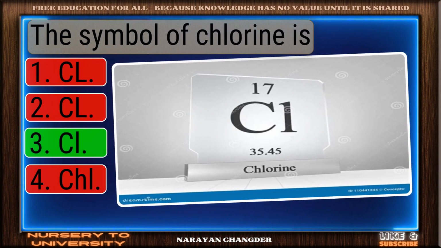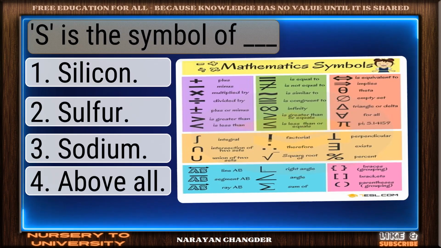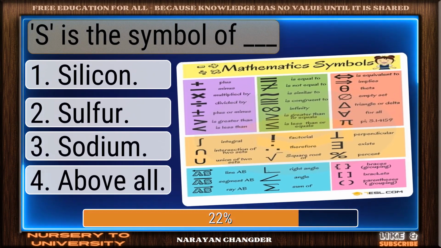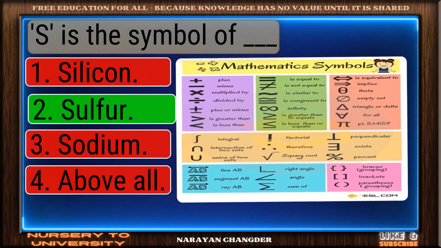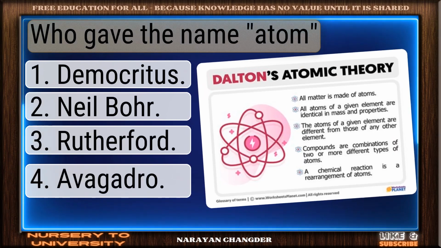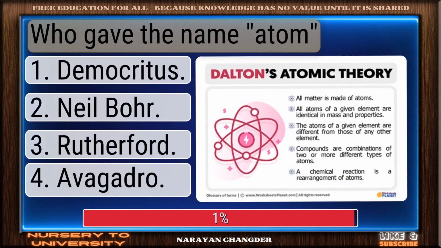Nicely done. Cl is a solid answer. Question number 270. S is the symbol of dash. Well reasoned. Sulfur is the correct choice. Question number 271. Who gave the name atom?